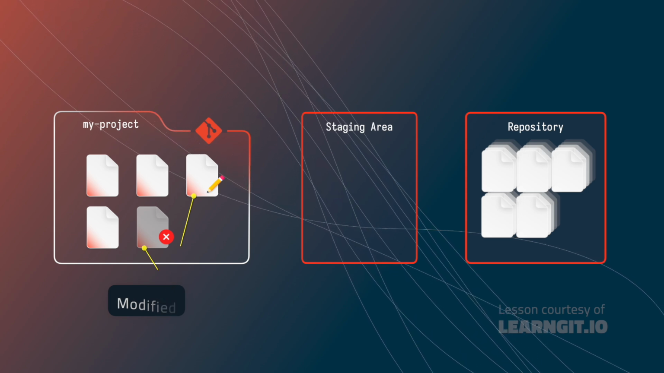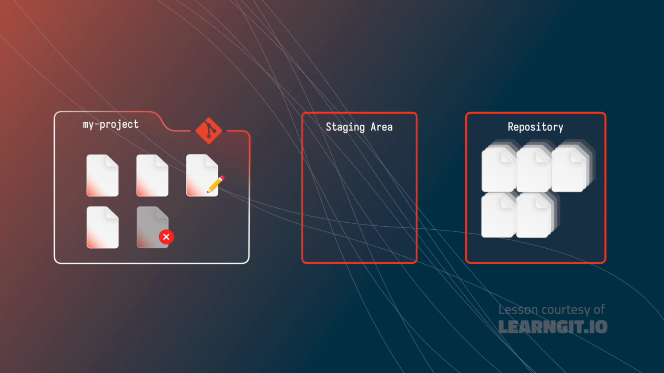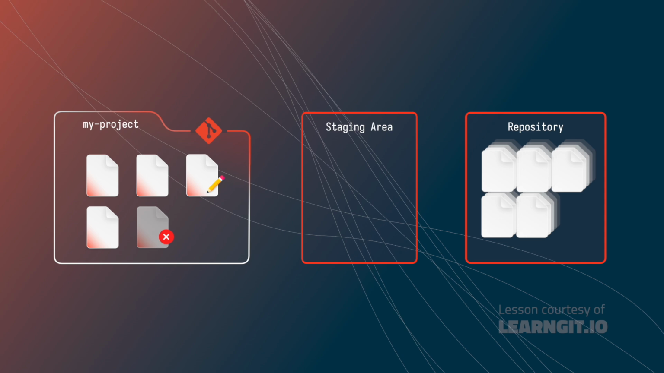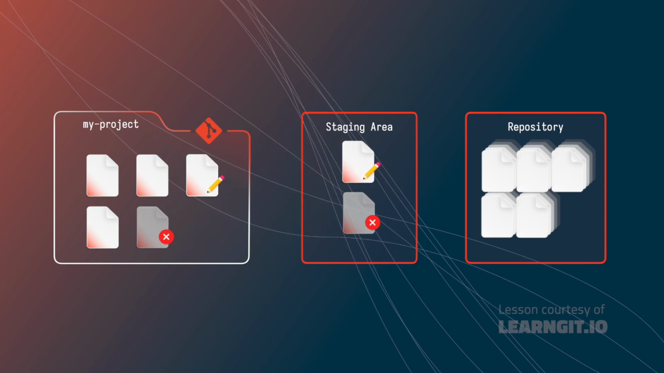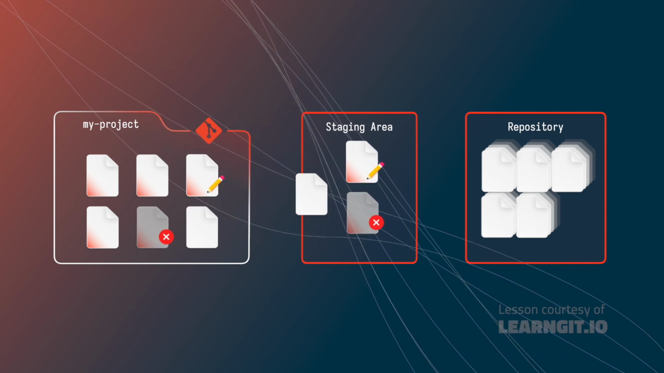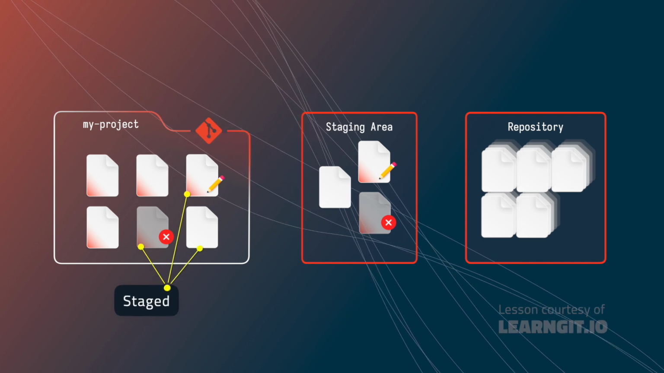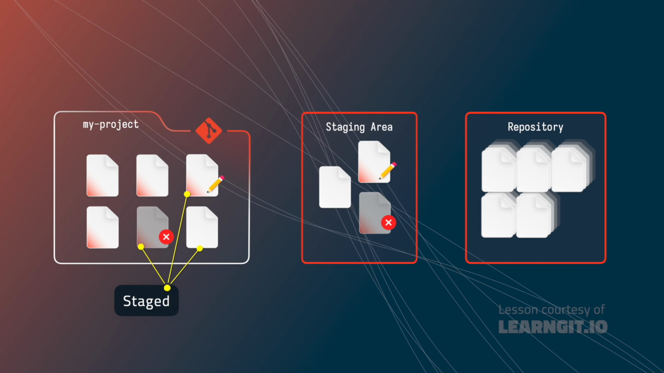Now, lastly, we have staged. Staged means the file has been marked for inclusion in your next snapshot. For example, if I were to move these modified files to the staging area, their state would change from modified to staged because I've told Git I intend to permanently save these file changes in my upcoming permanent snapshot.